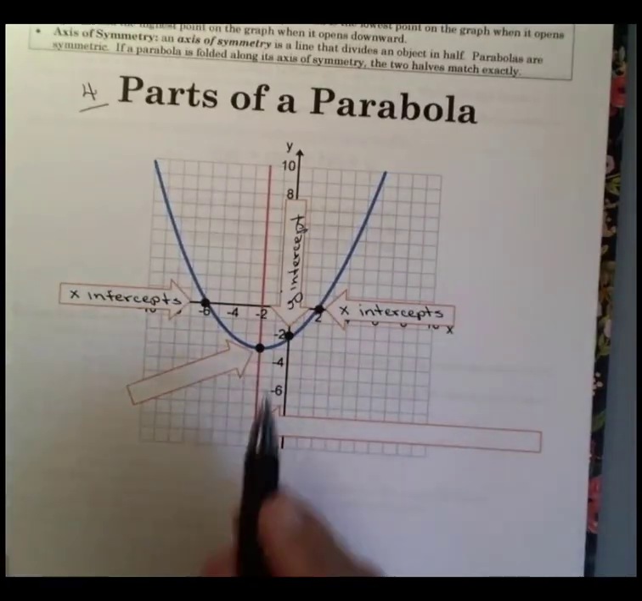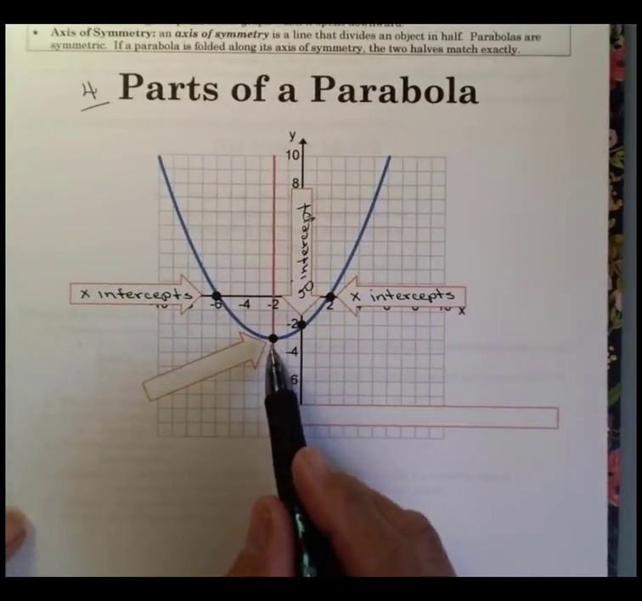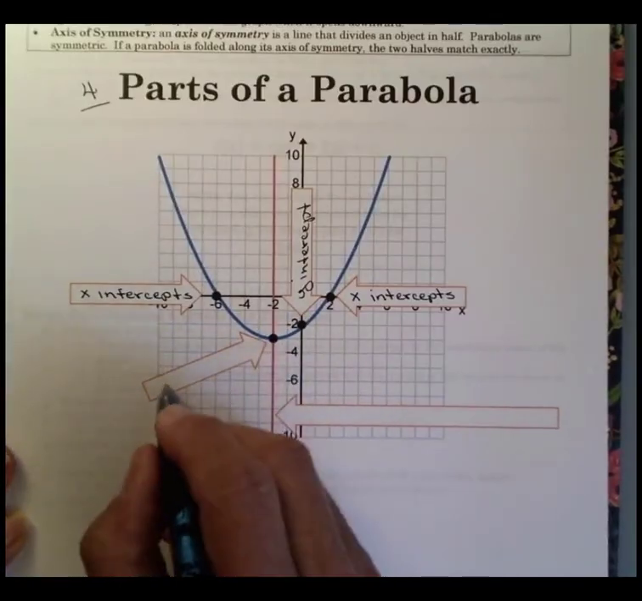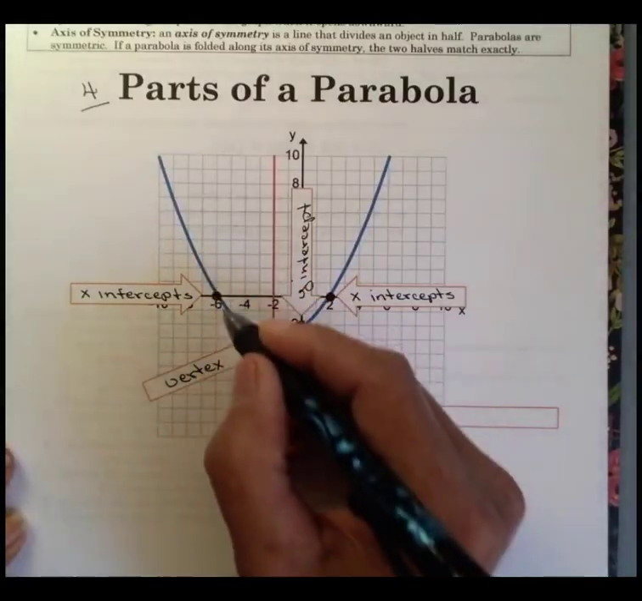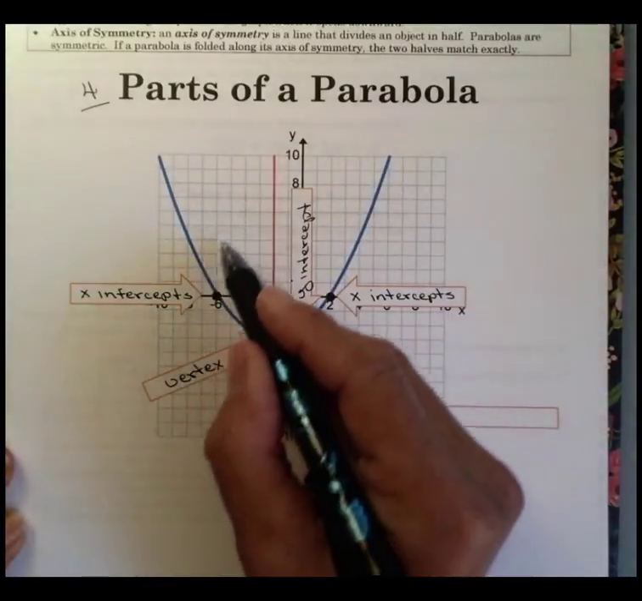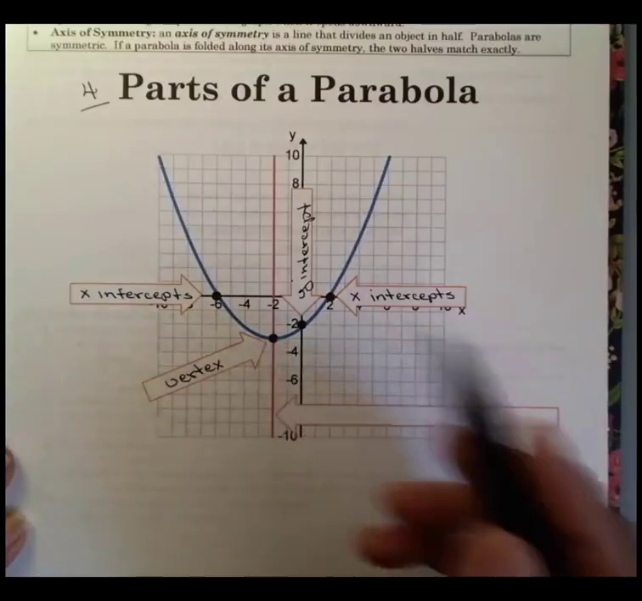Now, the next thing that we want to know is this point right here, and it's the lowest point on our parabola. It's in the very center. It's what we would call the minimum point on this one because it's as low as it goes. But this is the vertex of the parabola. This is where it actually stops going down and turns and starts going up. If it was upside down, it would be where it stopped going up and turned and started going down. So this is the very center of the parabola.